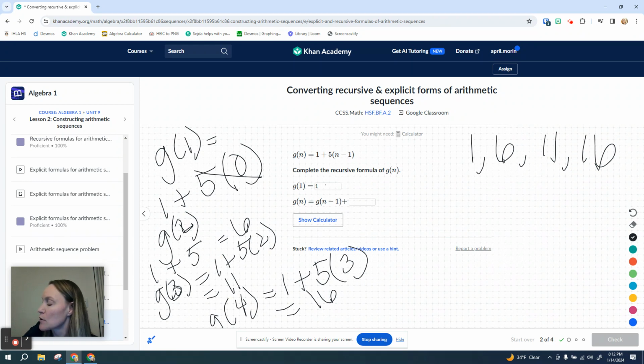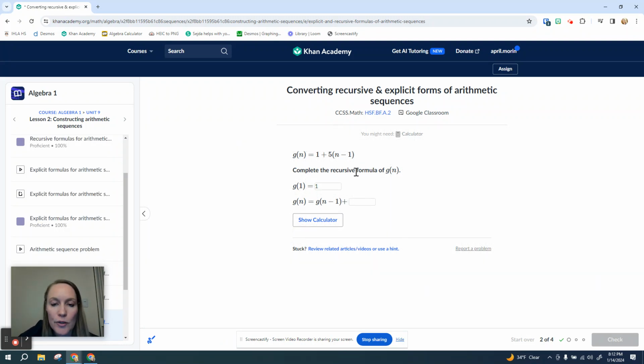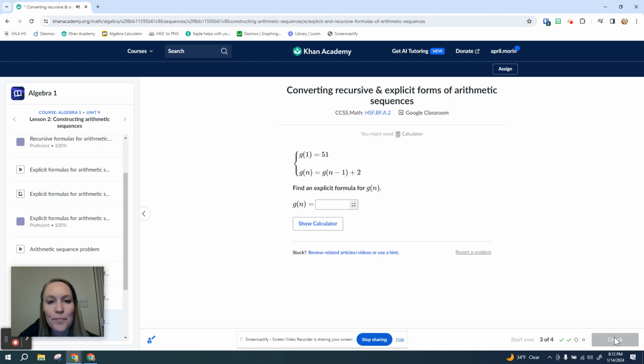So what do I do every time? I'm adding 5, right? Plus 5, plus 5, plus 5. So I'm adding 5 every time. So the pattern is plus 5. Okay. So when we're doing a recursive formula, we need to know the first term, and then we need to know what the pattern is. All right. There we go. Okay, how about this one?